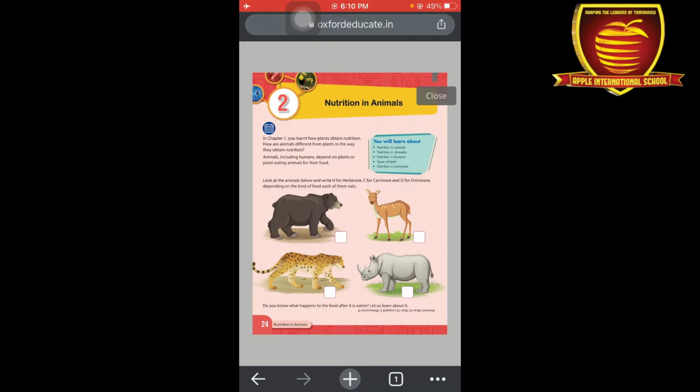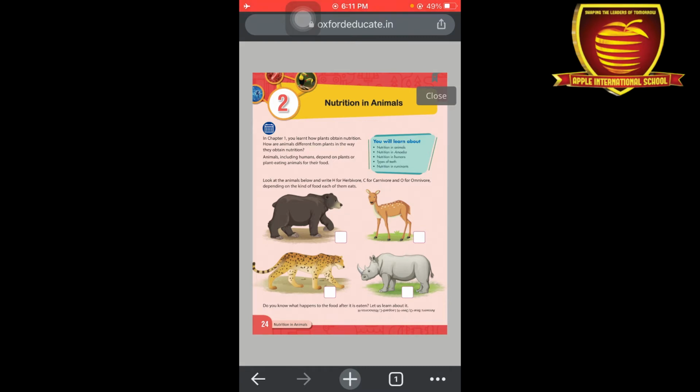Hello students, today we are going to discuss our second chapter, that is nutrition in animals. In the first chapter we talked about nutrition in plants, but in this chapter we are going to talk about nutrition in animals. Firstly, we revise the definition of nutrition. What is nutrition? Nutrition is the intake of food by which we get energy to do work.